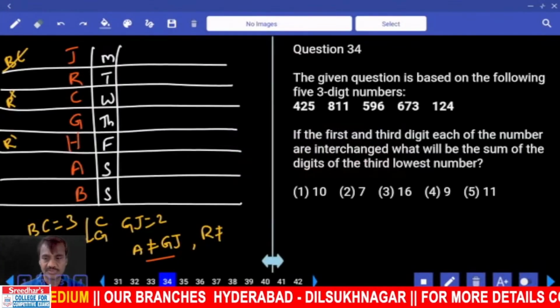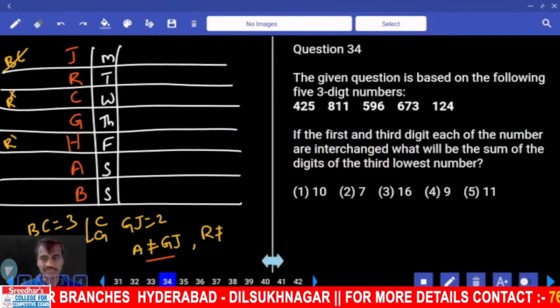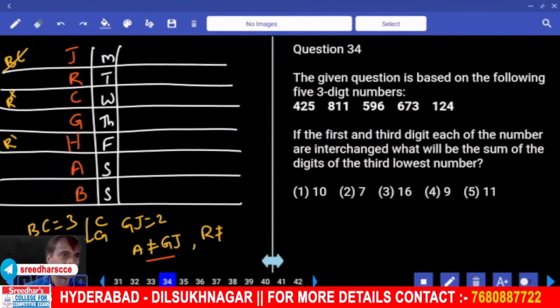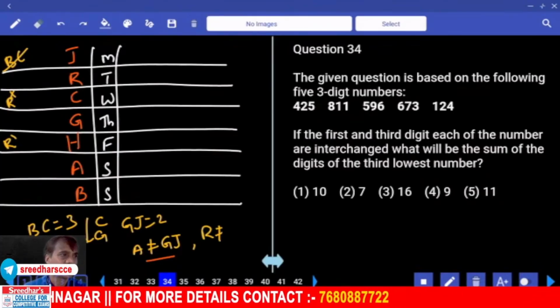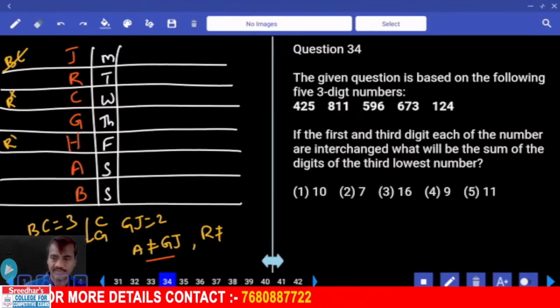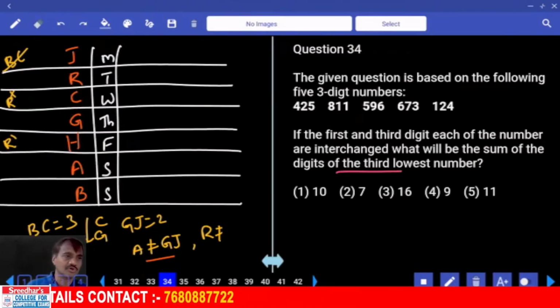Sequence of numbers. Now here, the first and the third digit of each number are interchanged. First and the third are interchanged, it is nothing but the entire number is reversed. Then what will be the sum of the third lowest number?